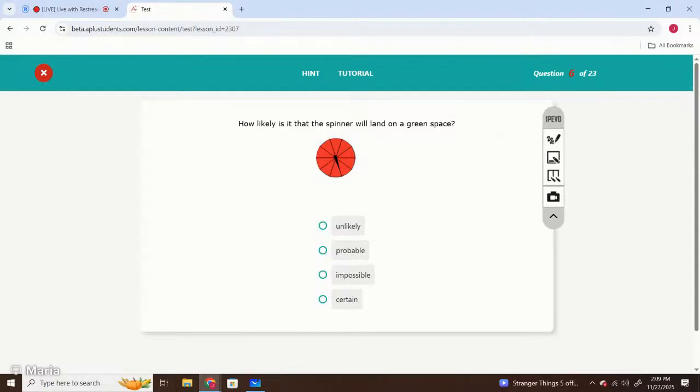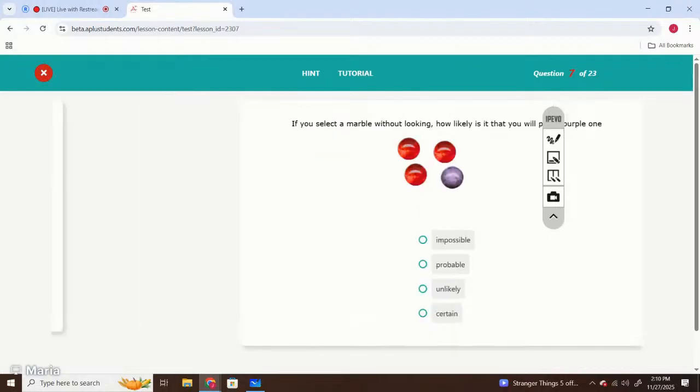How likely is it that the spinner will land on a green space? Impossible it is. Because we don't have any green space, so how will it land on green? Green is impossible. Option number three is the correct option. Very good.